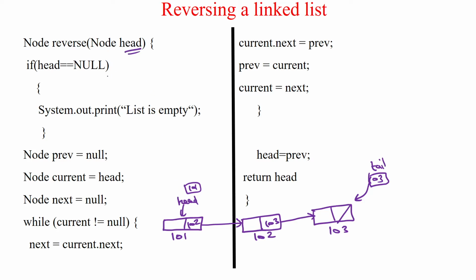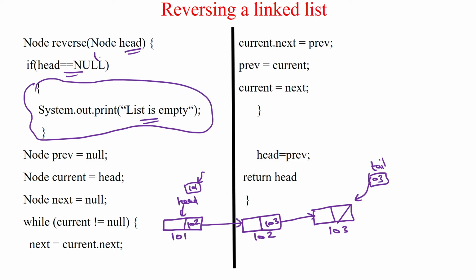Now I want to reverse it. For that I am passing the head. First I am checking whether head is equal to null or not. No, head has the value 101. So this block, which is for an empty list, will not execute, because my head is 101.